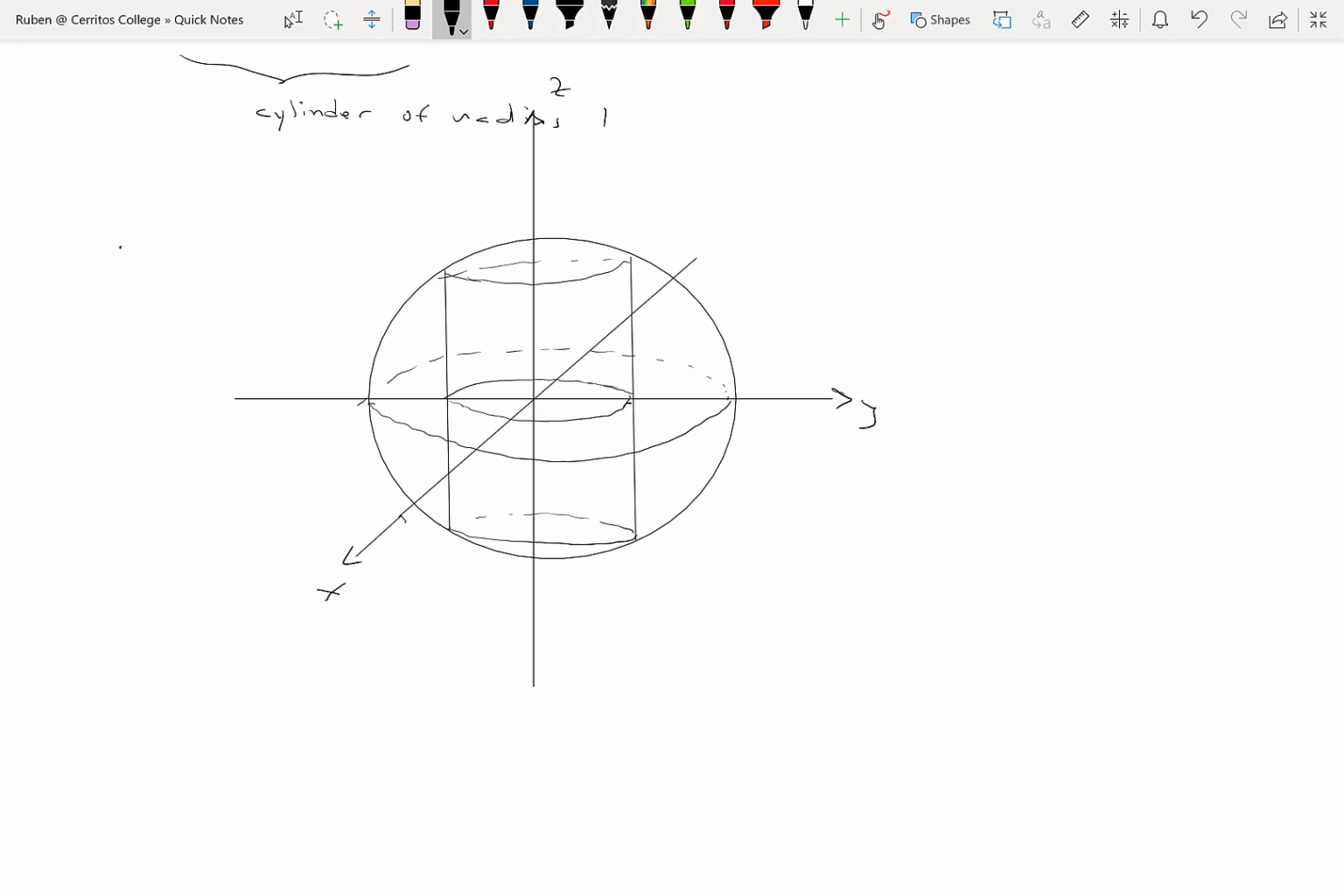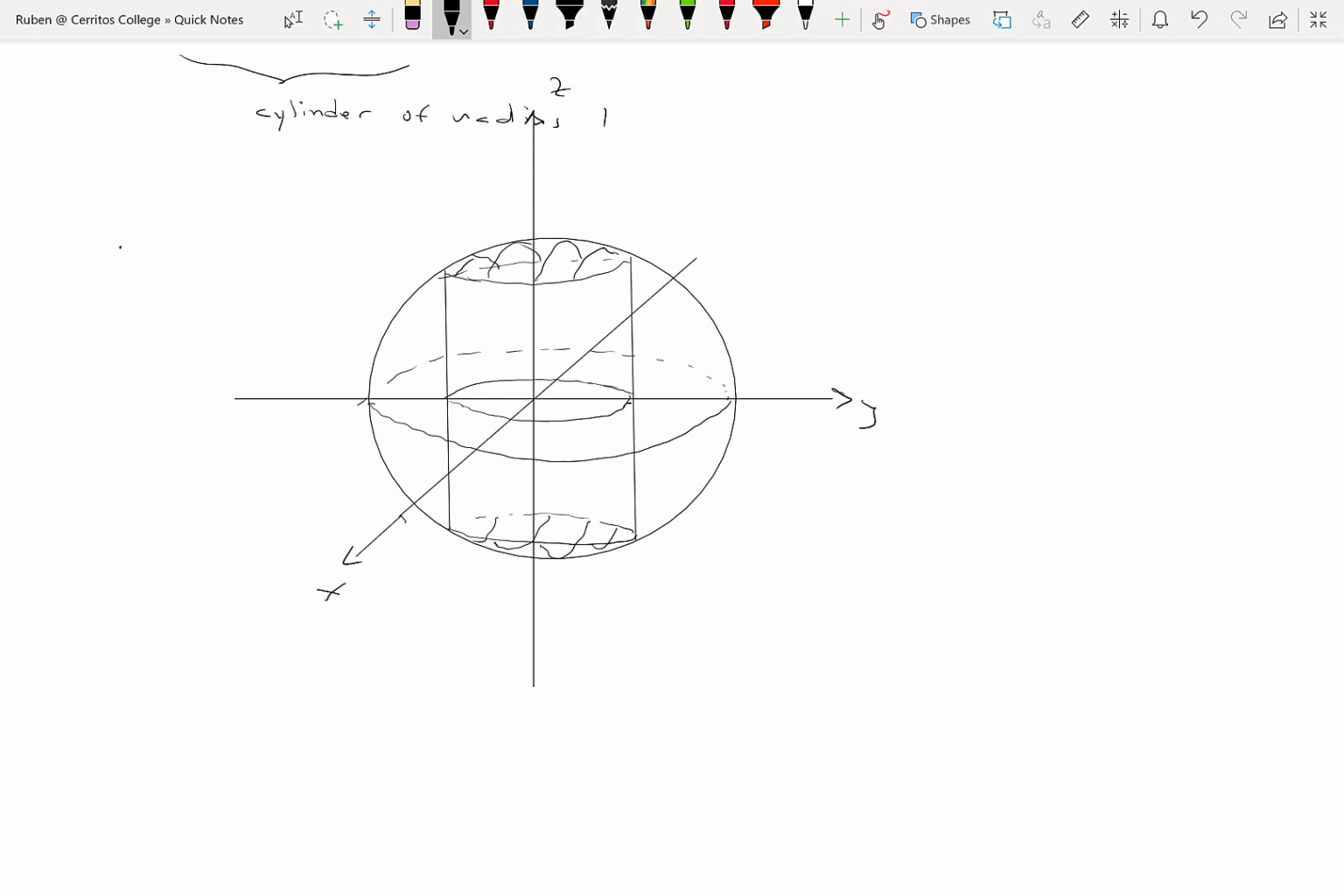The top and bottom of this little portion here are the caps of this volume, if you will, or portions of the sphere. So this isn't going to be the volume. I'm not looking at the volume of a cylinder. Okay, so what I'm going to do is find the volume that lies above the XY plane, and then I'll multiply it by 2, just like I did in the previous example.